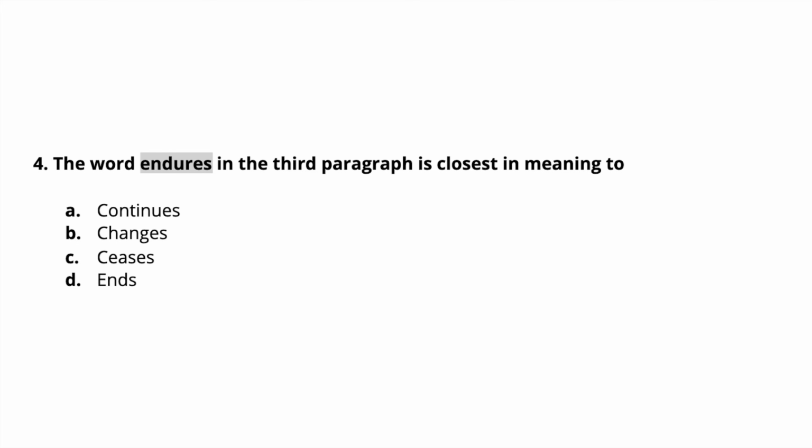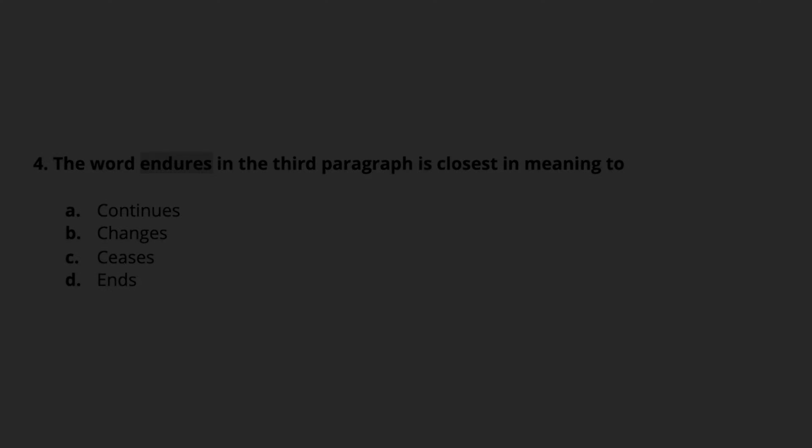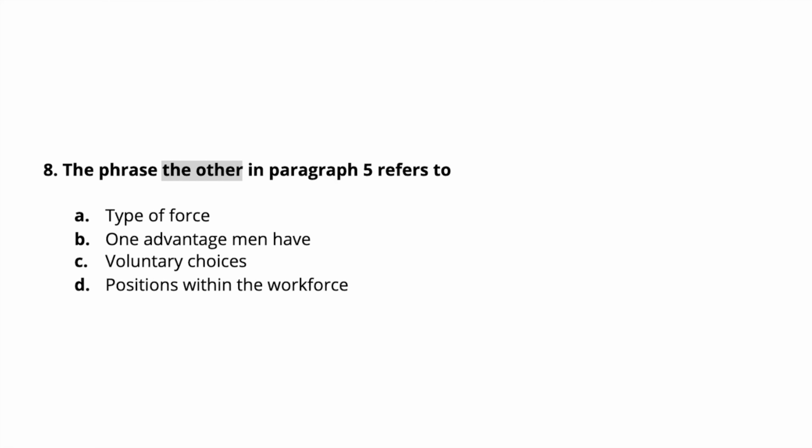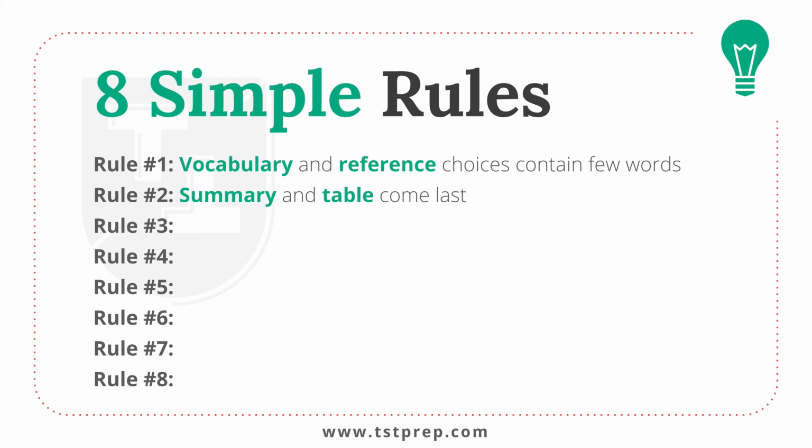Now, why are they easy to spot? Because like vocabulary questions, they have very few words. There's just one word for each choice in vocabulary or just for a phrase as well. Same thing with this reference question. It says the other refers to and then just a couple of choices. So these questions don't look very long, not a lot of words. Pretty simple to spot these questions.